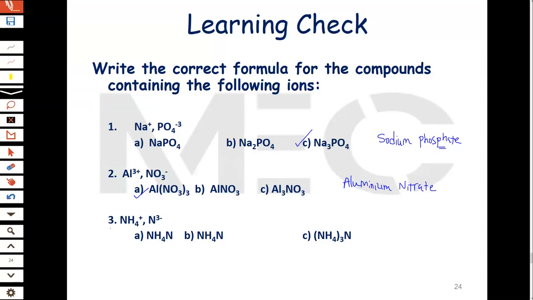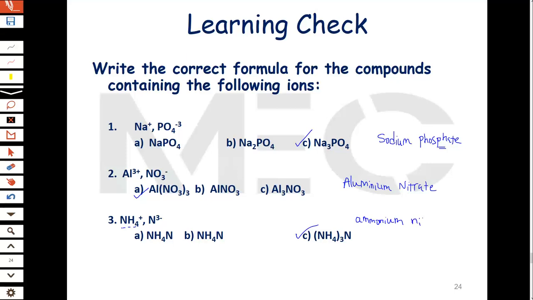In the number 3, this ion is called ammonium. I'll write down the list of polyatomic ions in the following slide. We'll see them. So NH4 plus is ammonium and N3 minus is nitride. So 3 ammonium is needed to neutralize this. So choice C is correct. The name of this compound is ammonium nitride.